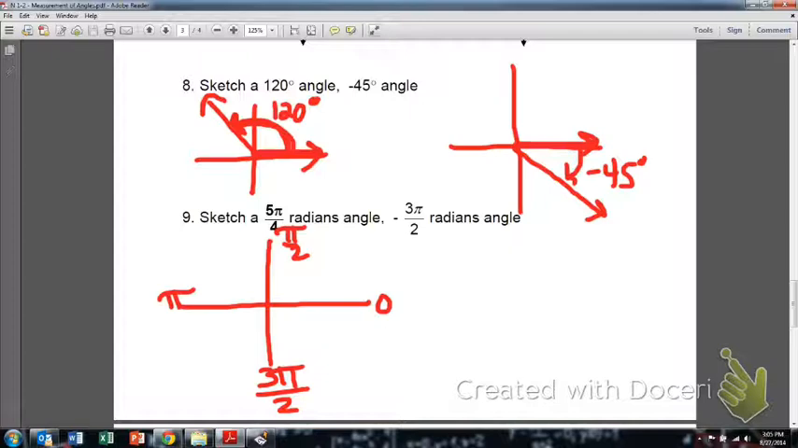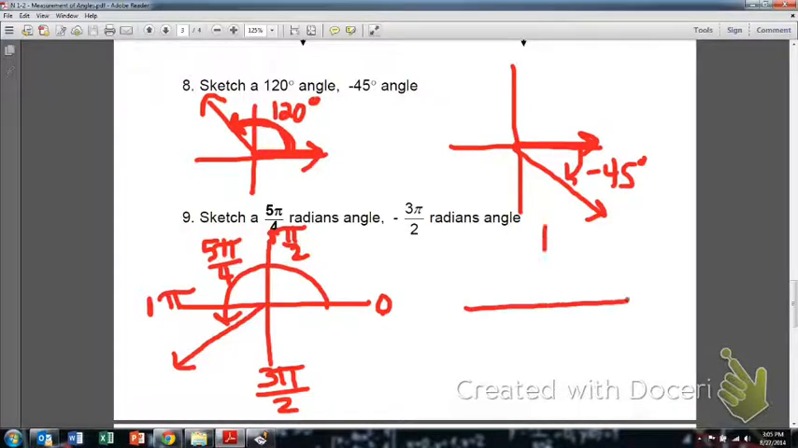So let's look at the fraction, 5/4. 5/4 is more than 0, it's more than 1/2, it's more than 1, but it's not more than 3/2. If you think about 5/4, that's like 1.25. 3/2 is 1.5. So it would be in here, right? If we do our positive rotation here, this would be about 5 pi over 4.